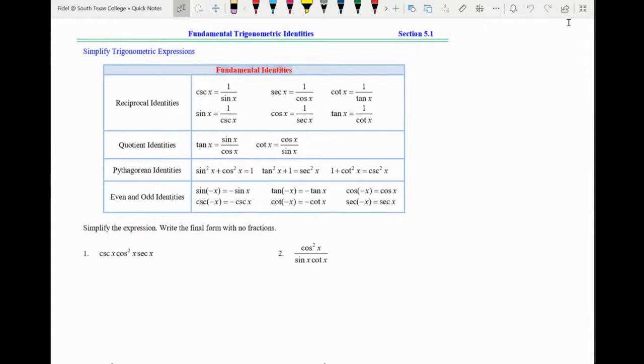Those quotient identities, Pythagorean identities, and we didn't really talk about them too much, but they're there. We'll use them if we need to, the even and odd identities, okay? So what we really want to do here is see if we can figure out some of this stuff.